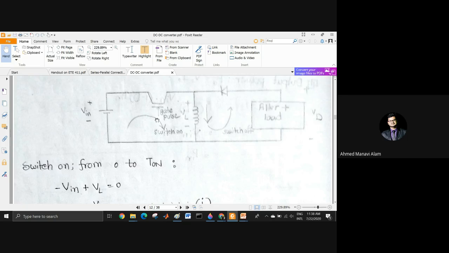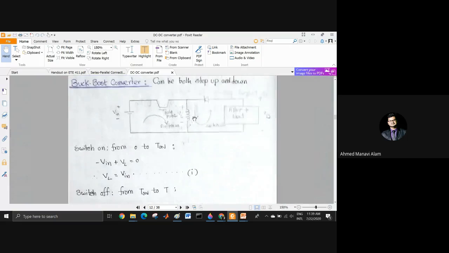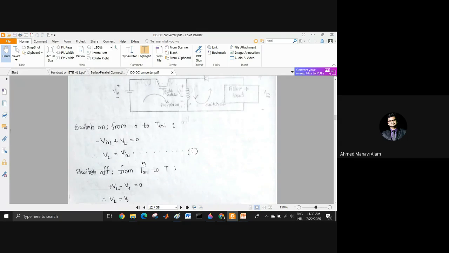And we have known in the first lecture that when switch is on, inductor is energized. When switch is off, inductor is de-energized. So in the first cycle, the inductor is energizing. Inductor shokti paitese. When switch is on from 0 to T on, I'm putting the KVL here. So minus V in plus VL equals to 0. So VL equals to V in.